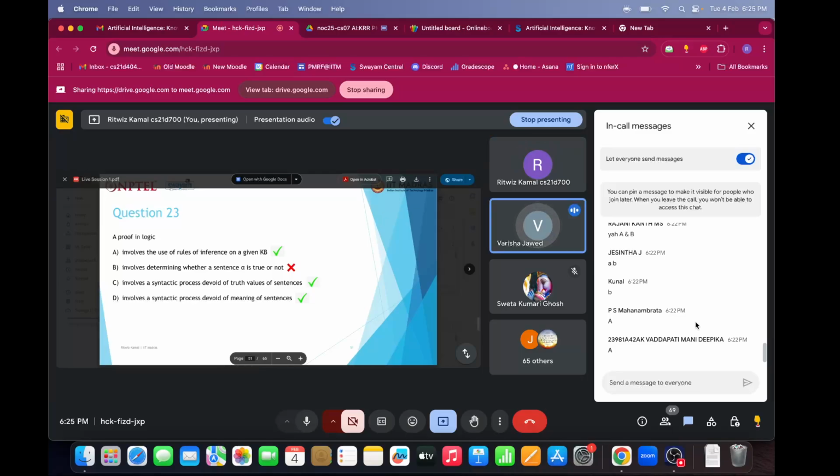So if we know that KB derives P, it does not always have to mean that KB entails P as well, right? Yes, it does not always have to be true.